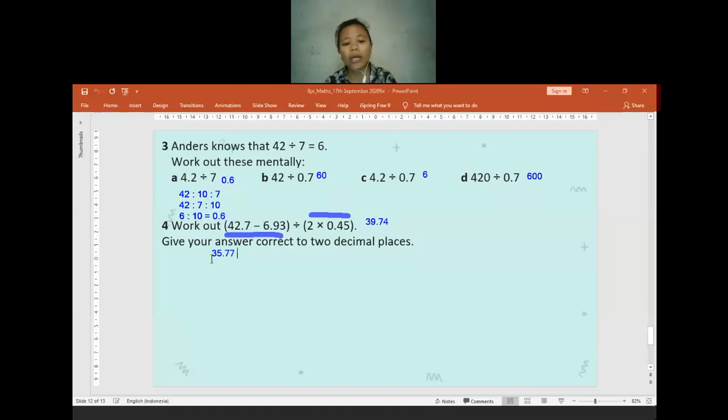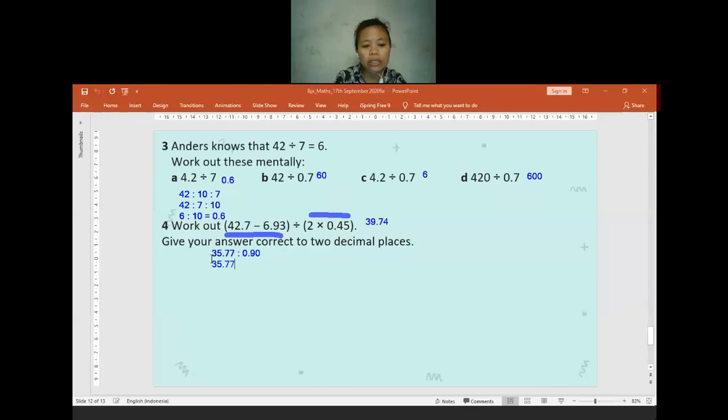35.77. That is correct. So the first thing is we have to finish each bracket first. We solve 42.7 minus 6.93. The correct answer is 35.77. Is there anyone who has any difficulties subtracting decimals? If you get confused, please kindly tell me. No? Okay, if you do not ask anything, I will assume all of you already understand.